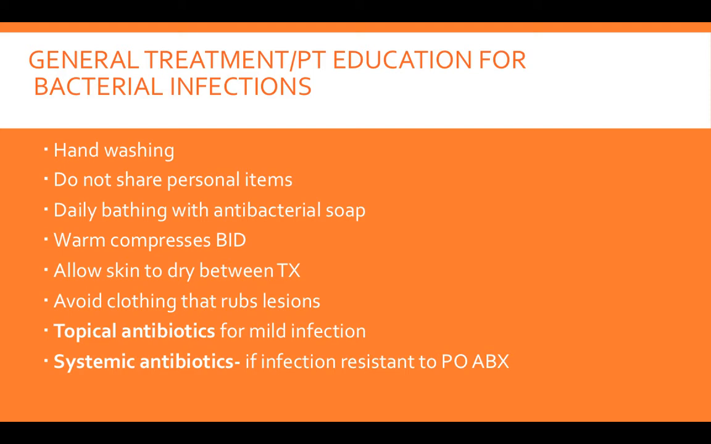Bactroban for mild infection, but people that get systemic signs and symptoms might be prescribed IV antibiotics if the infection is deemed resistant to just the PO antibiotics.